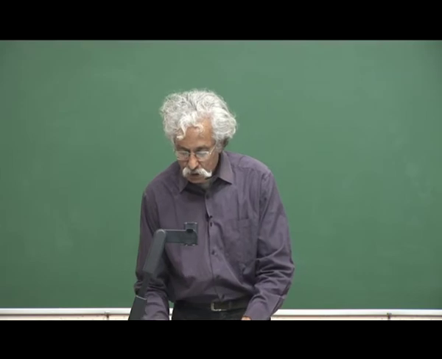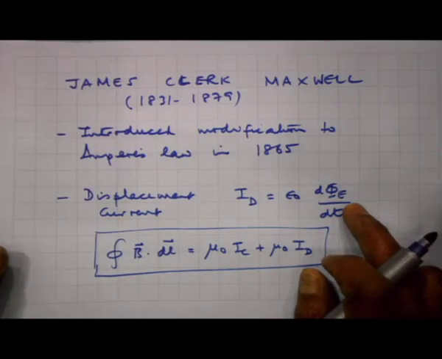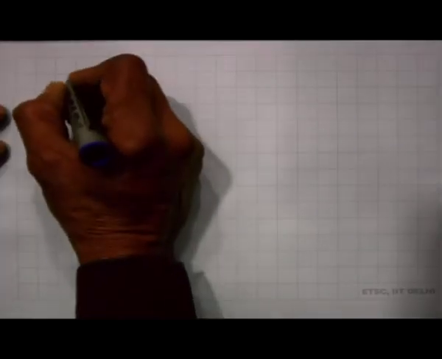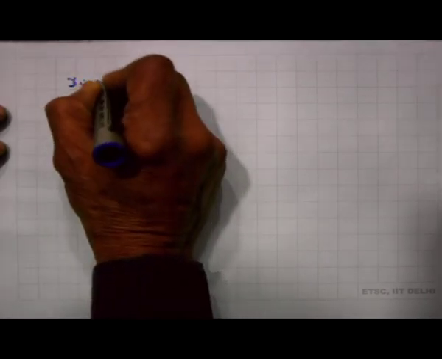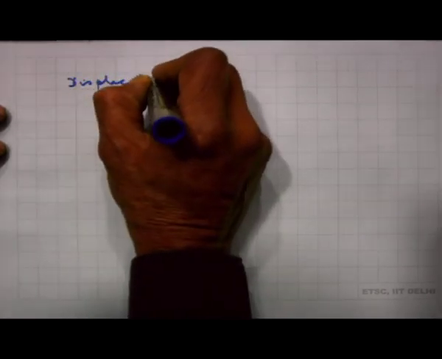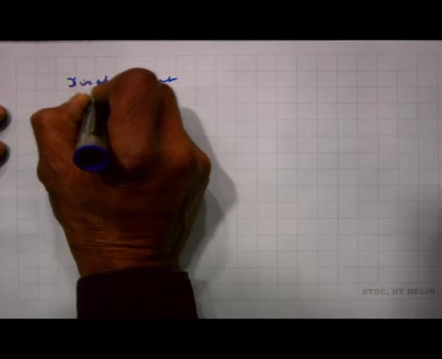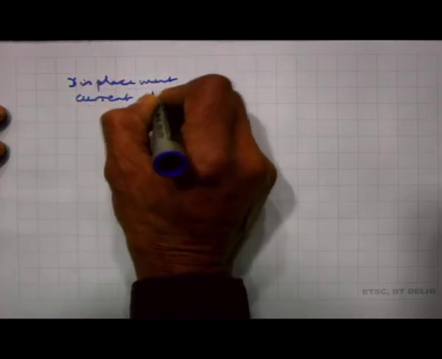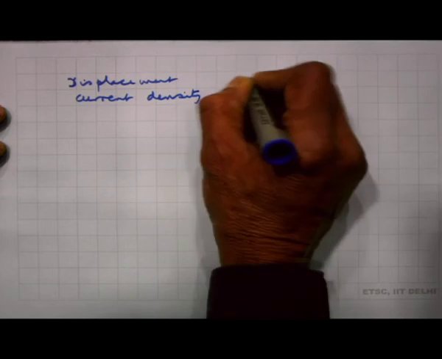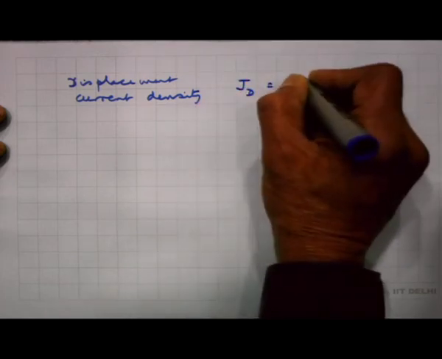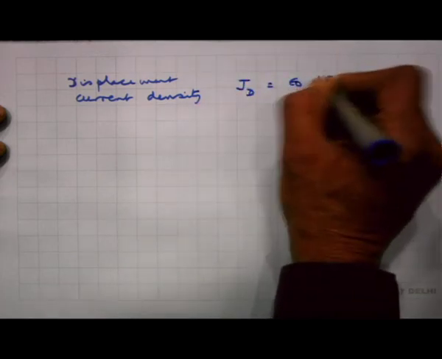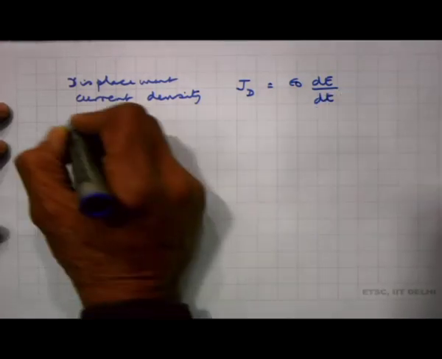And so, because the flux is determined by area and the electric field, I can also define a displacement current density, epsilon 0. This is in free space.